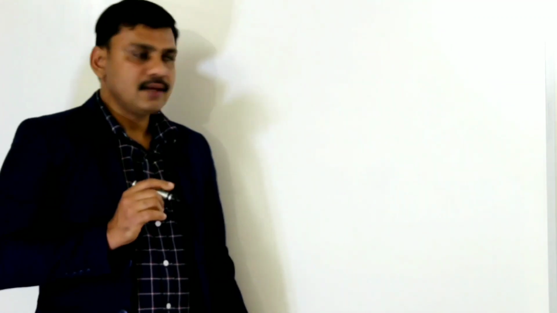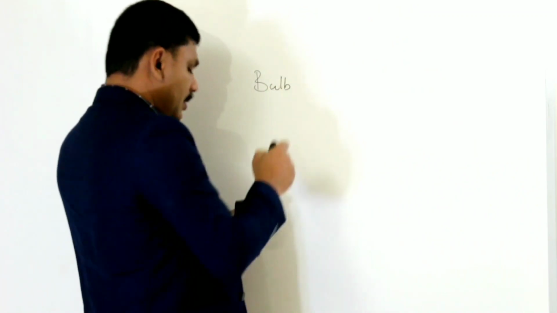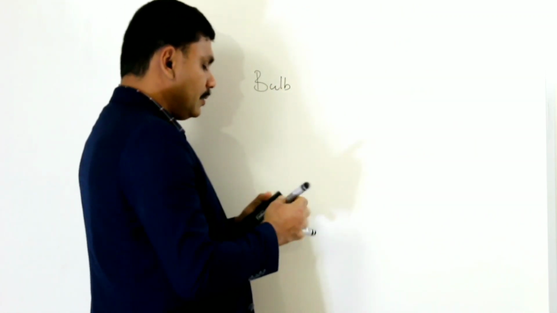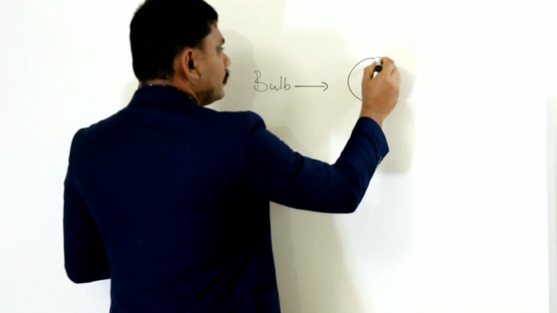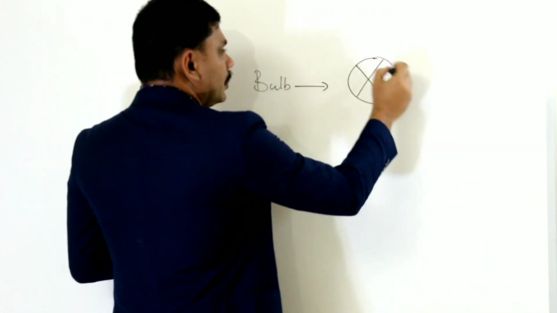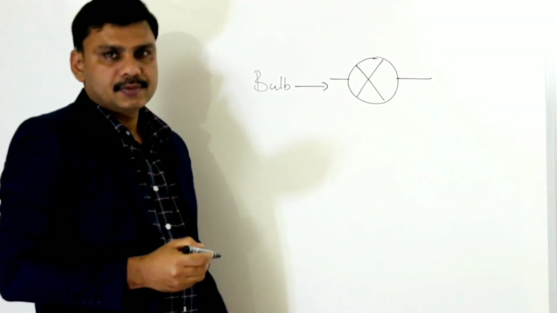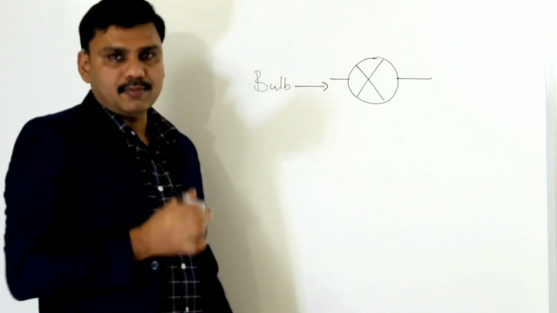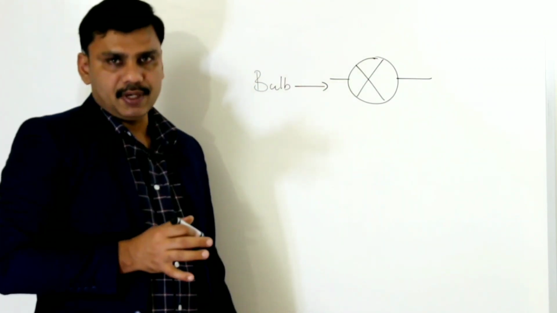We are using electric bulbs. What is the symbol of an electric bulb? An electric bulb is represented like this. This is the symbol of an electric bulb. So an electric bulb is represented by this symbol.